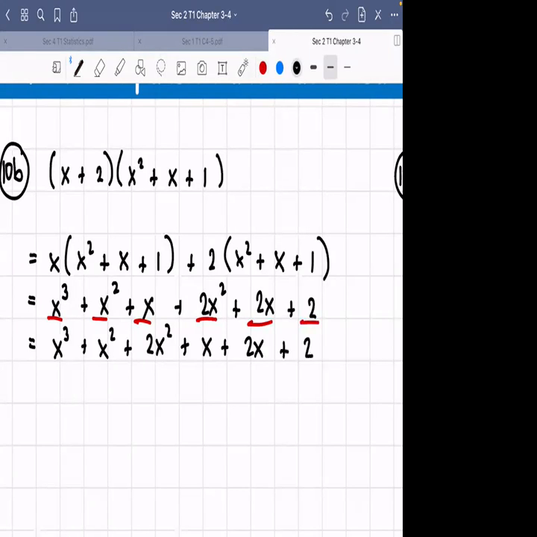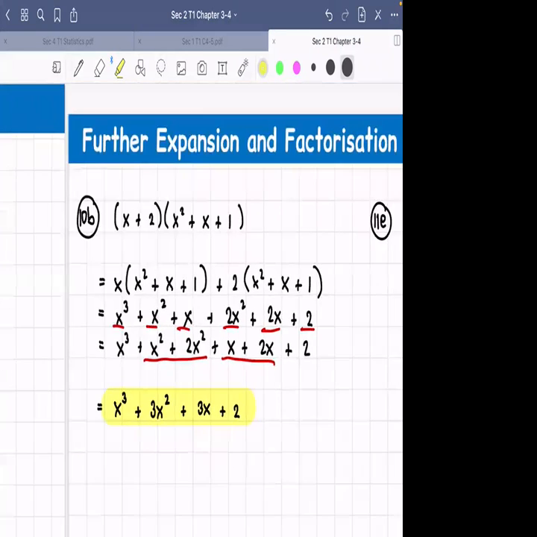Okay, so simplifying this, bring down x cubed because it doesn't have a pair, but then x squared plus 2x squared is equal to 3x squared, and then 2x and x will give us 3x, and then bring down 2. If we cannot simplify them further, that's it. This is your answer for 10B.